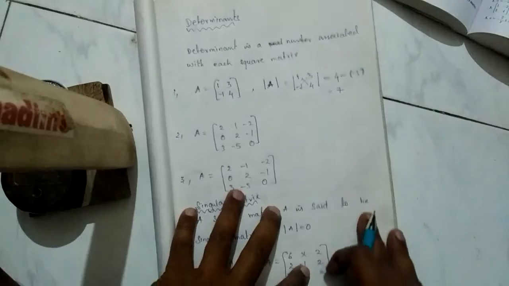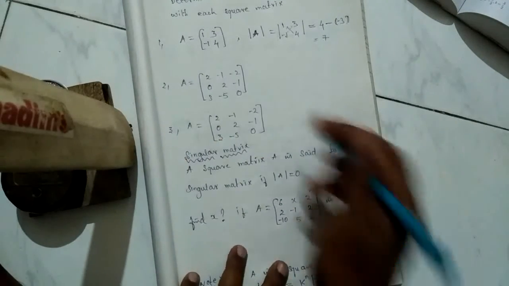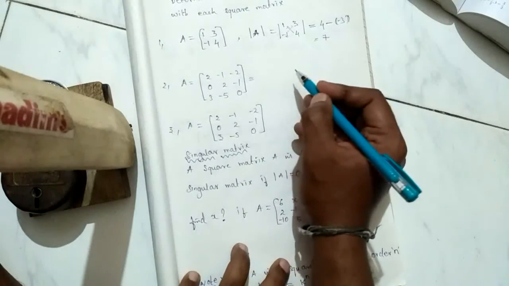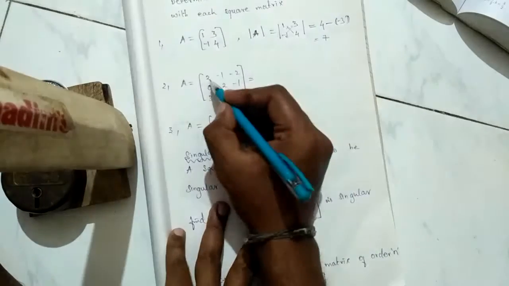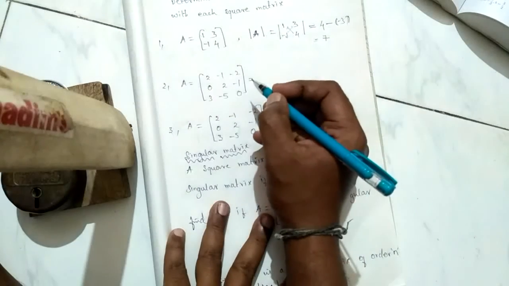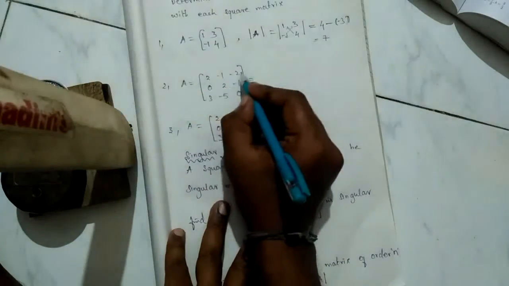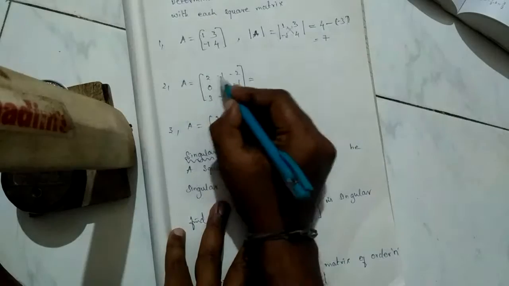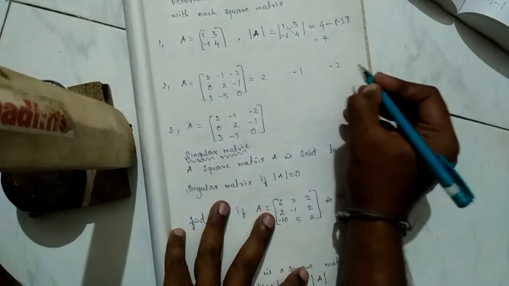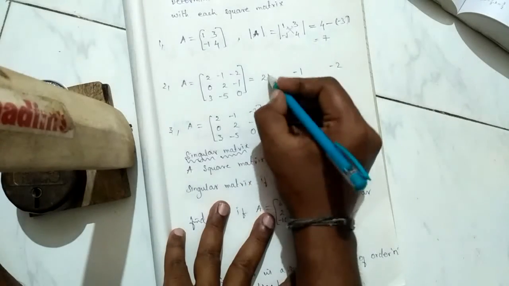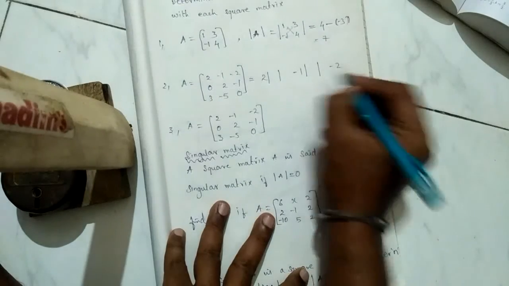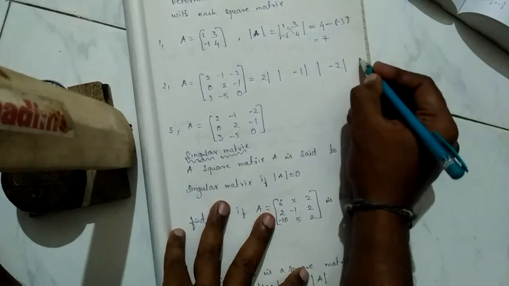Okay, then for a 3 cross 3, how to multiply? For a 3 cross 3, you consider any one row. One row's elements alone you consider. Any one row or any one column you can consider. Let me consider row 1. So if you consider row 1, the elements are 2, minus 1 and minus 2, correct? After each element you make one 2 cross 2 determinant. You make one 2 cross 2 determinant like this.